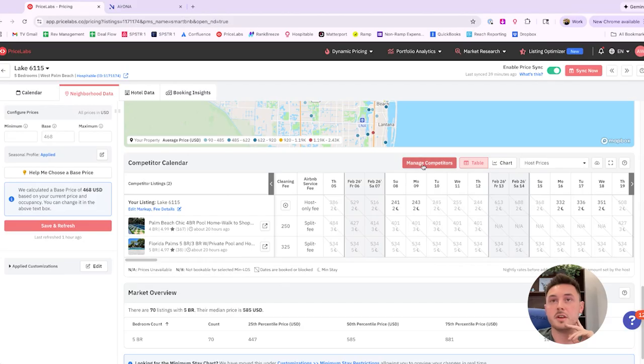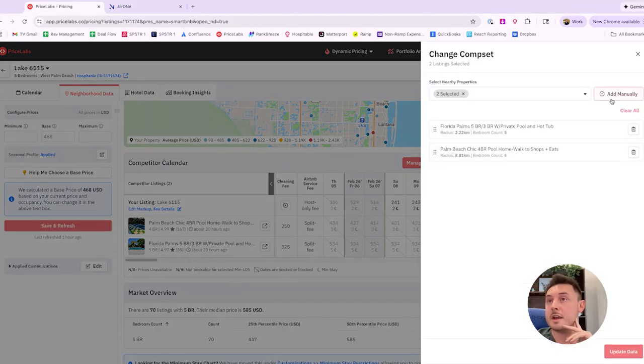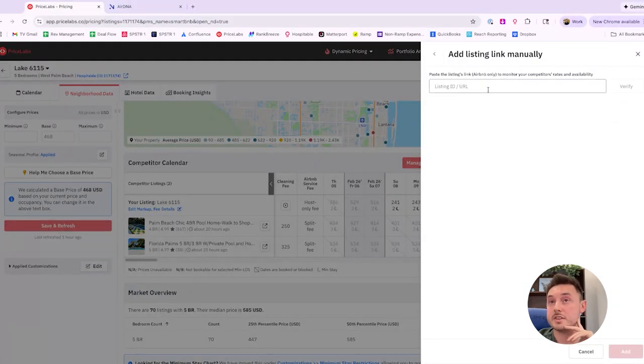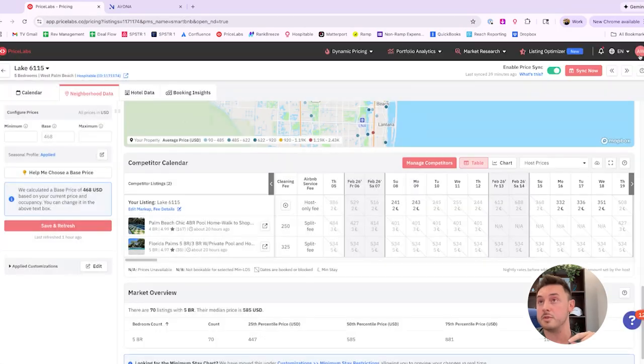Exactly. If you have a competitor that you want to add, you can click Add Manually. And this is a newer thing they rolled out. Super helpful. If let's say you're just scrolling through Airbnb and you're like, that one, I want to price against that one. That one looks super similar to my home. You can just paste the URL in here and it'll add that competitor to your competitor calendar.